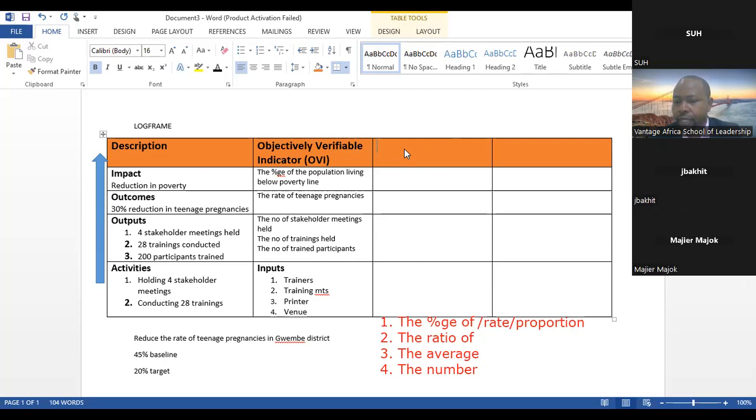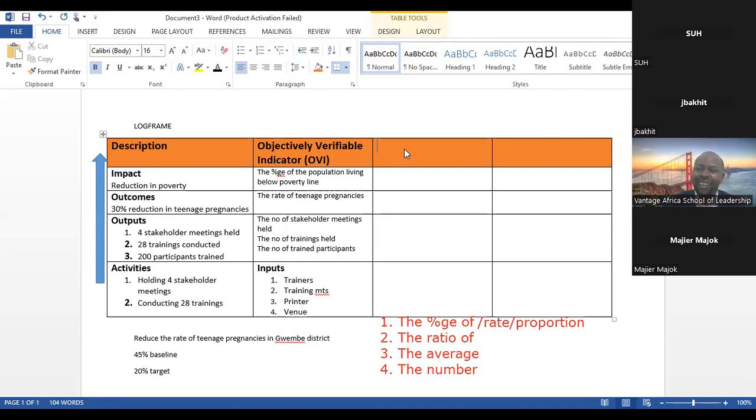Doctor? Yes, this is me. Now looking at the impact, the impact here is a reduction in poverty. And then when we come to the indicator, I was expecting it maybe to continue as positive also. But now it is turning to below poverty line, which is negative. So I want to know.